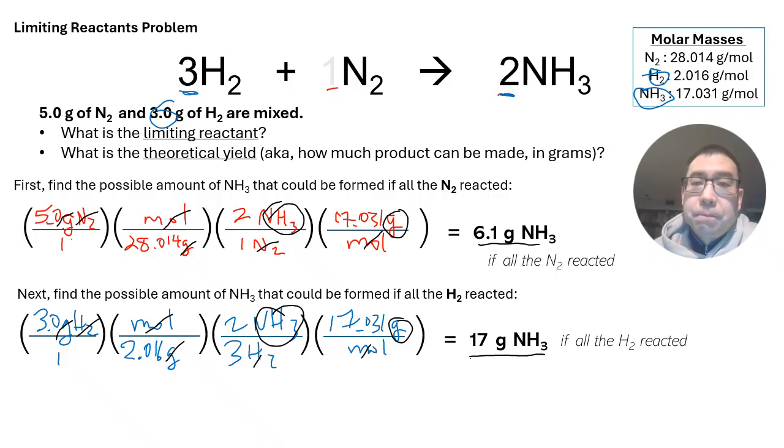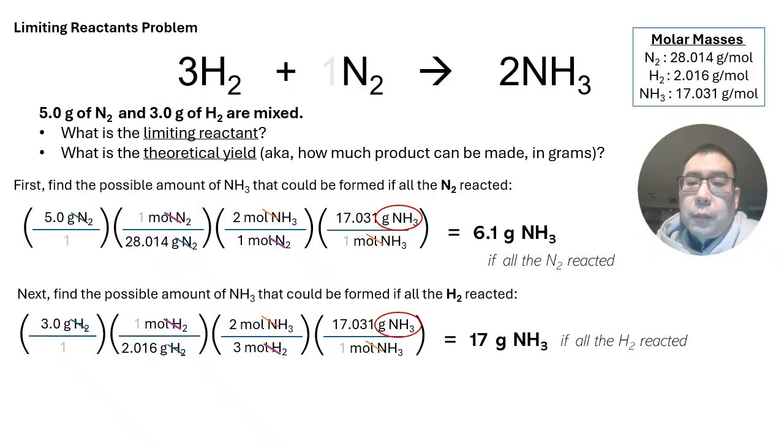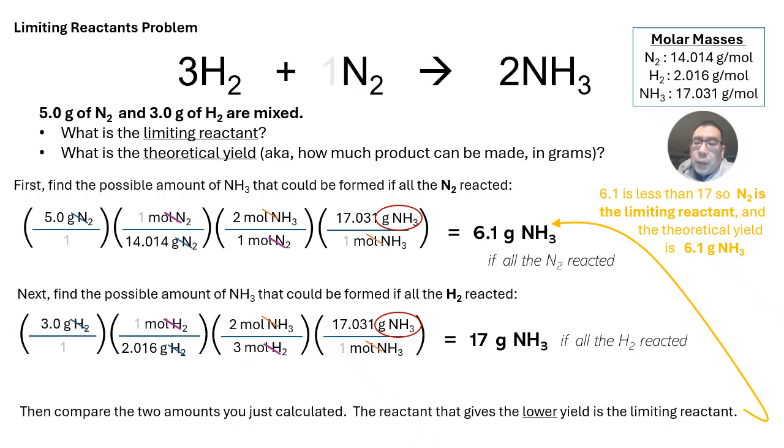And which one is smaller? Of course, the 6.1 is smaller than 17. And you can see in this slide, we've changed all my scrawl into actual readable text. 6.1 smaller, less than 17. So what does that mean? That means N2, right, N2 that gave us the 6.1 grams is the limiting reactant. And the theoretical yield is, in fact, 6.1 grams of NH3.